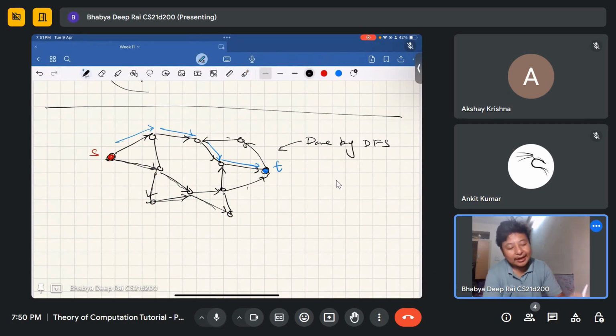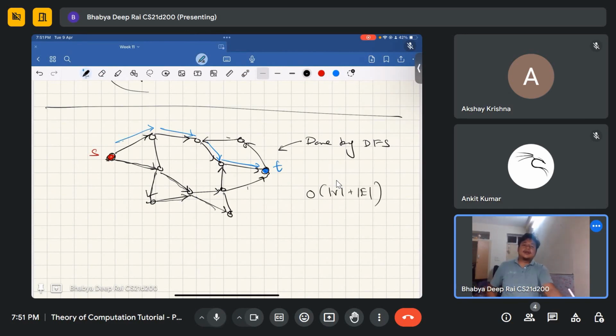So this is possible. And DFS again takes some polynomial time, right? What is the time for DFS? Some order V plus E or something like that, right? So this takes polynomial time on the number of vertices and edges. So this problem, which is actually a popular problem called reach, is in P.